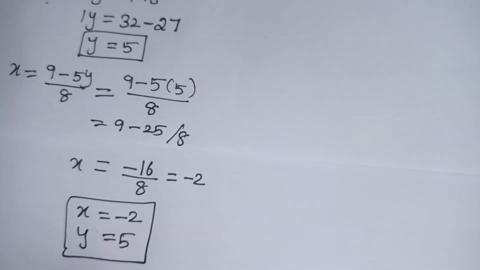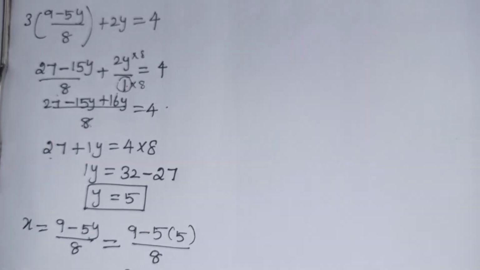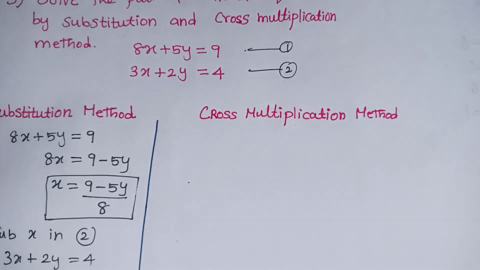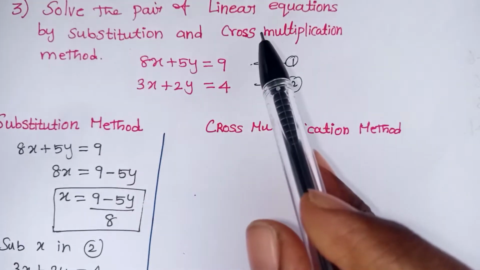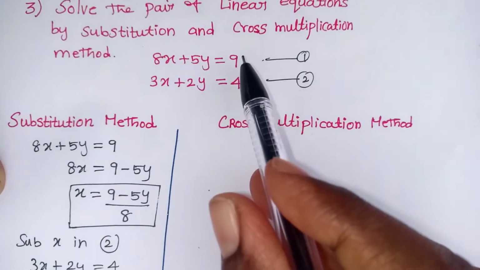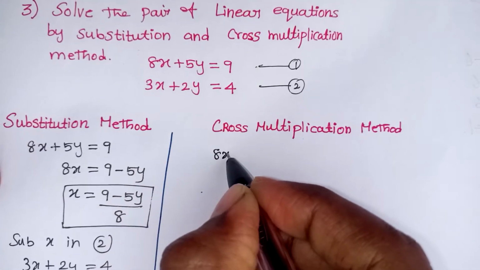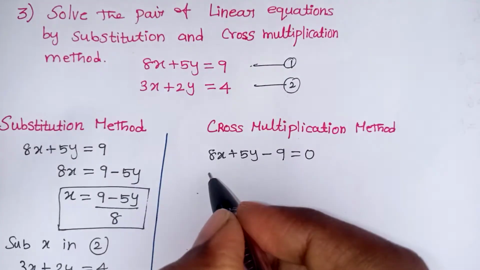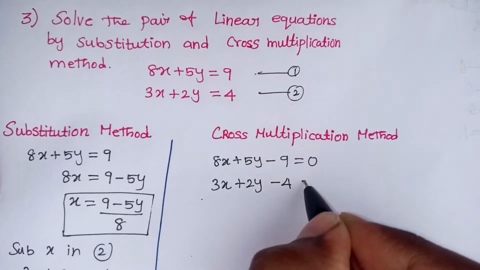The same problem should be solved by cross multiplication now. So let us go for the cross multiplication method. That is our question: solve by substitution and cross multiplication. So to do the cross multiplication, your first step is that the constant should be taken to this side. So first equation will become 8x plus 5y minus 9 which is equal to 0. The second equation you should write 3x plus 2y minus 4 equal to 0.